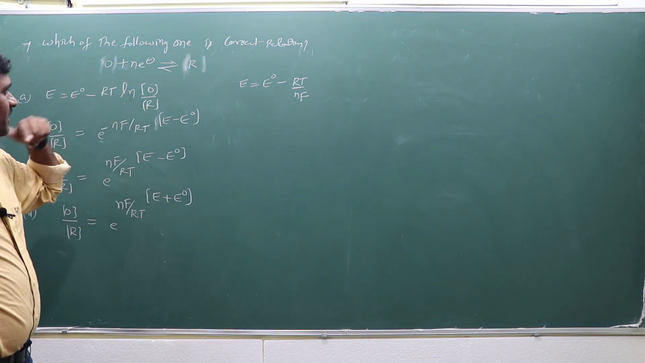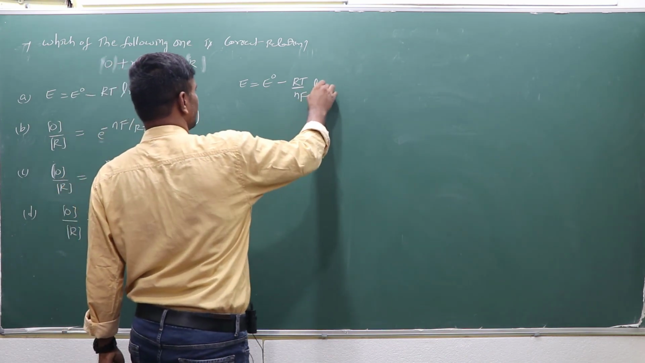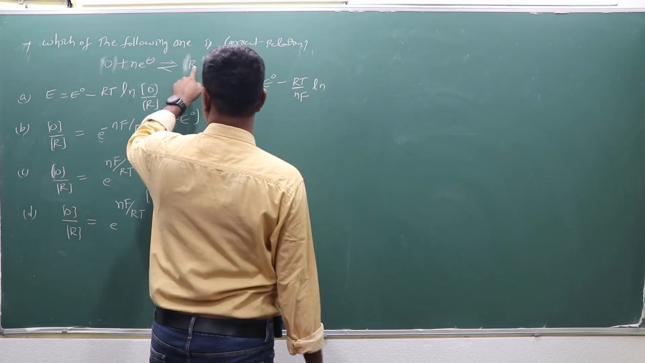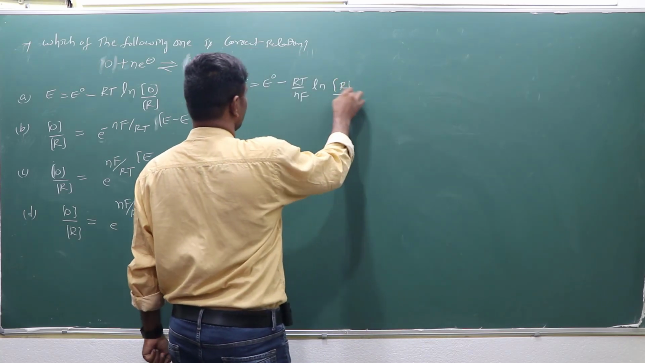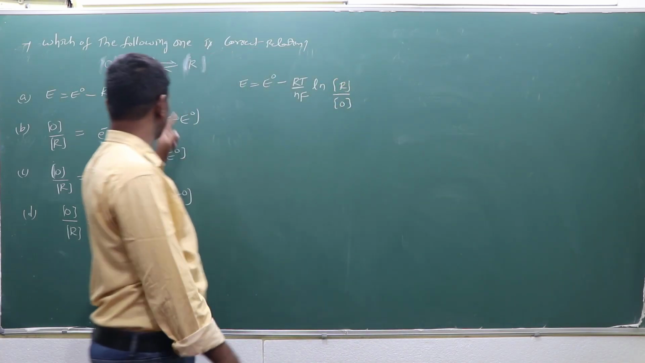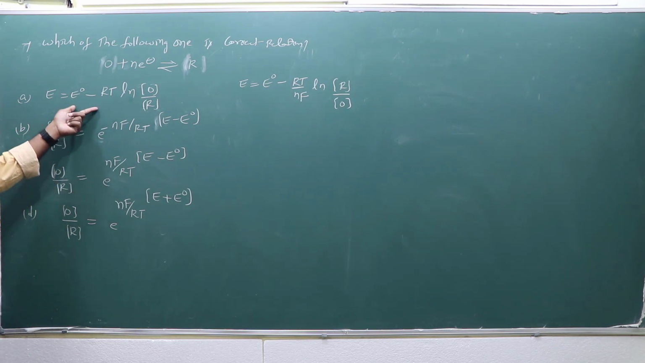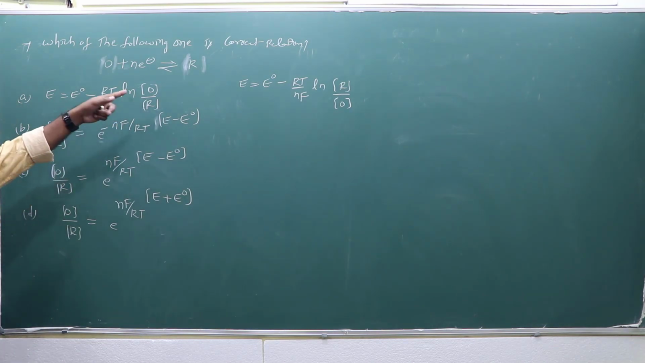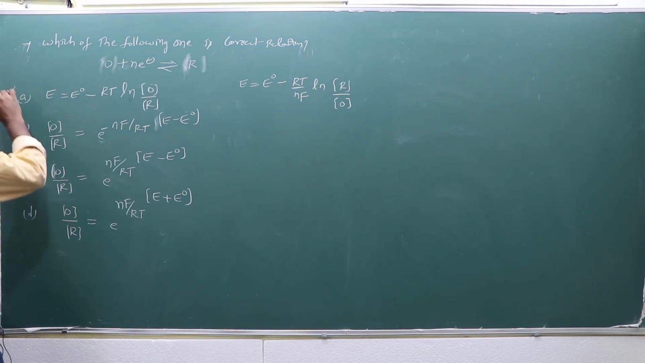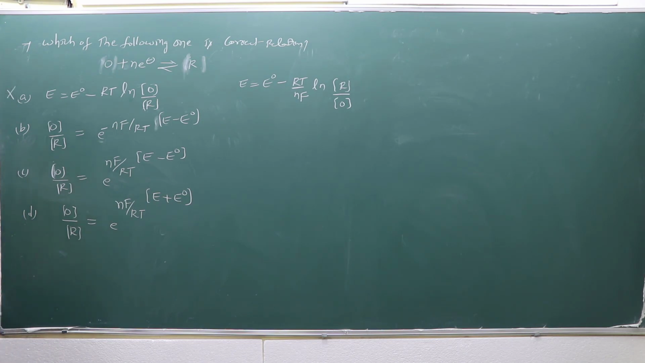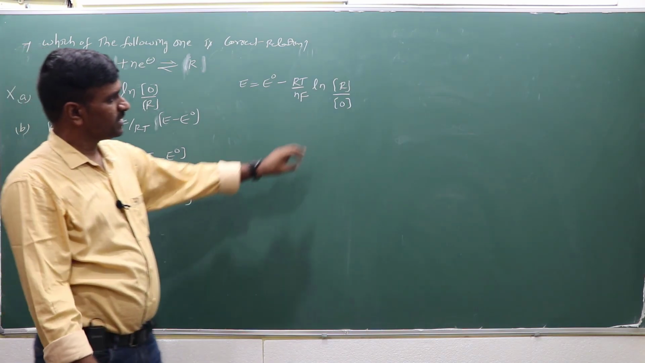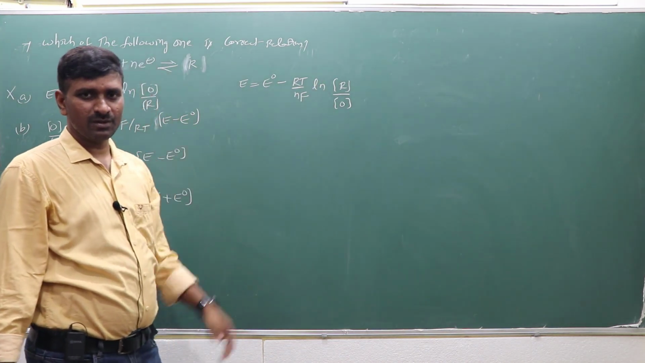If ln is given, you can apply ln. The K value is products concentration by reactants, that means reductant by the oxidant. So the first option is not right directly, since RT by nF is not mentioned and oxidant by reductant is mentioned. So based on these three options, which are related to the oxidant by reductant concentration, we can focus on this.